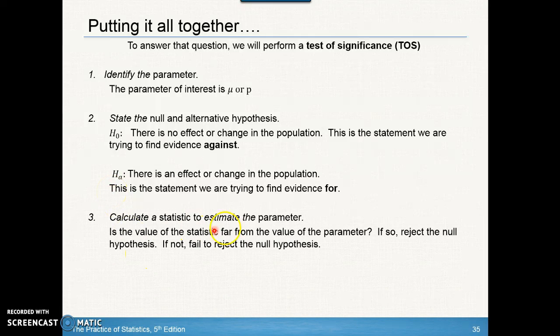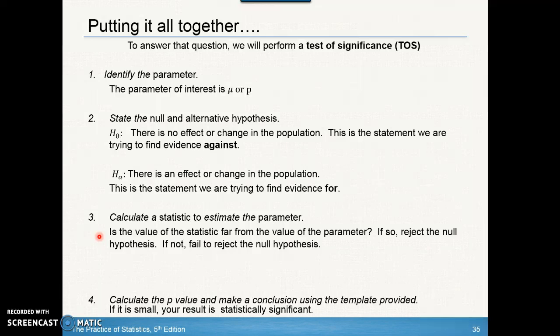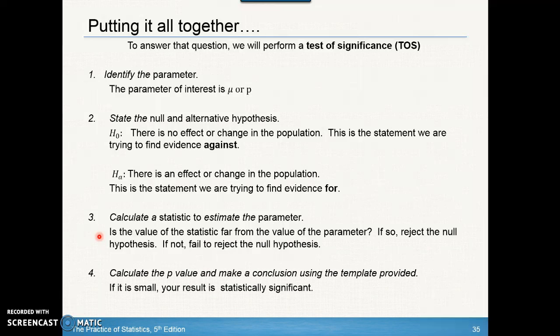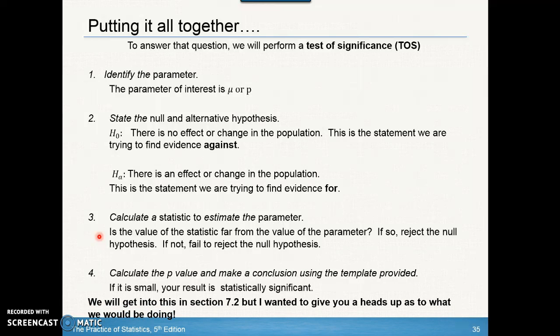You're going to calculate a statistic to estimate the parameter. So basically you're going to find the z-score of your statistic and see how far away it is from that mean that we think is true. If it is far away, we're going to reject the null. If it's not, fail to reject the null. So that's finding your z-score and then your p-value. You're then going to calculate the p-value and make a conclusion using the template that you've been provided.